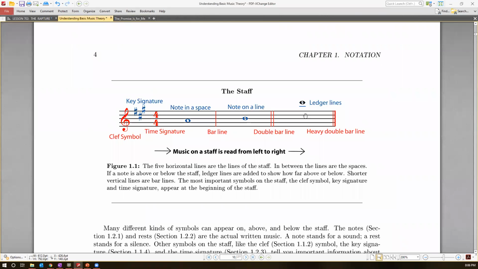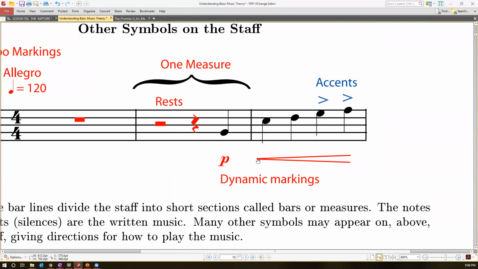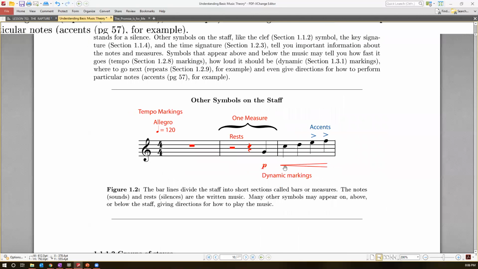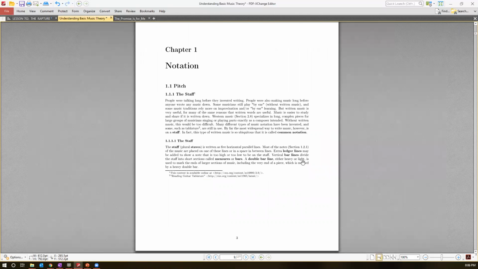So we know ledger lines, we know a note on a line, a note on a space, and we know the clef symbol. We will talk about key signatures later. We'll talk about time, which talks about duration. Remember, one of the properties of music is duration. This symbol here helps us understand the duration of the song. Things like dynamic marks talk about volume, but we won't bother ourselves with that for now.